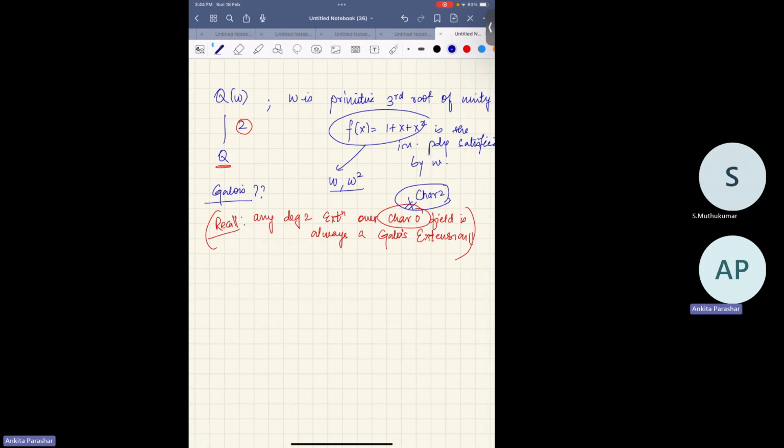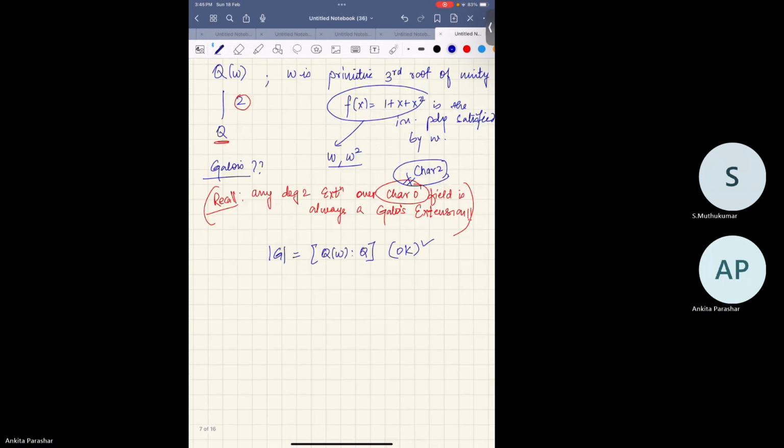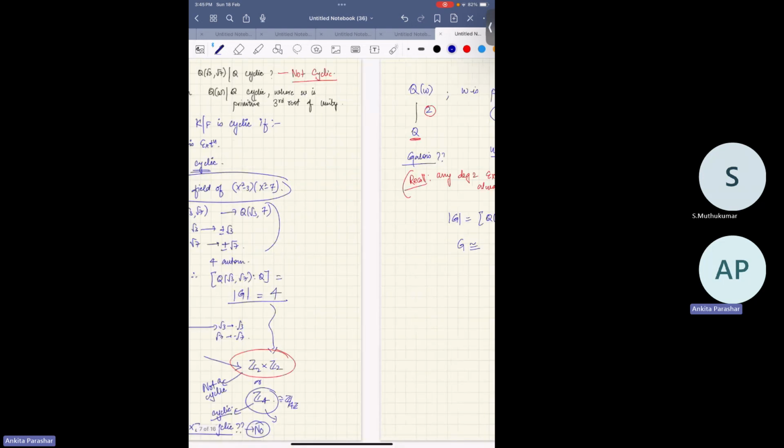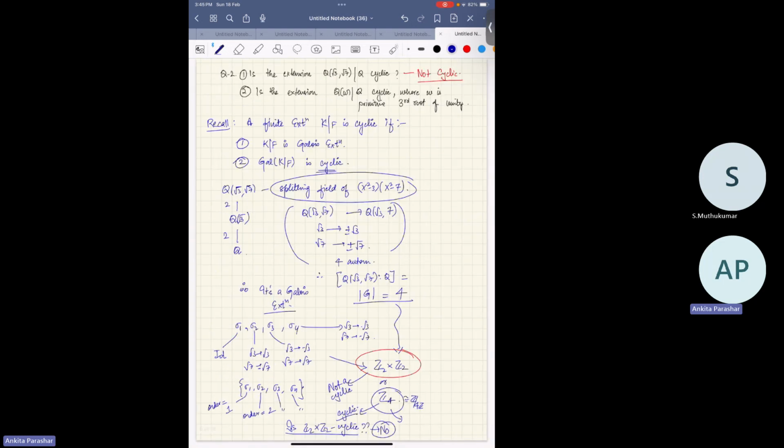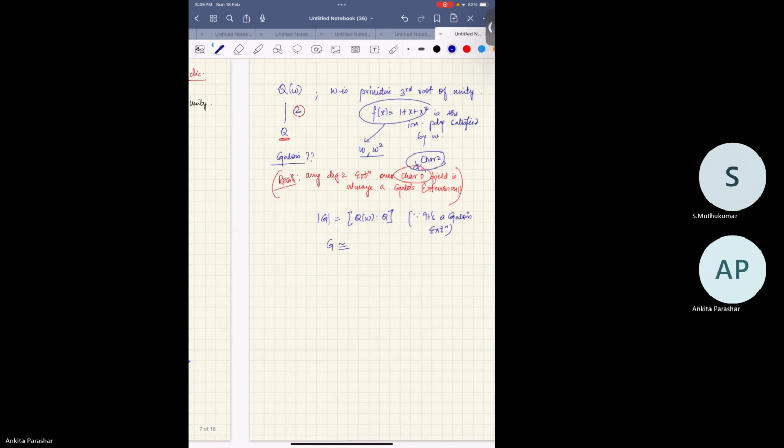Now, knowing that it is Galois, we need to check whether it is cyclic. So what do you say? This is okay, right? If this is true, then what is the group? In the previous problem, we got not cyclic, right? Yes, previously we did not get cyclic, because the Galois group was not cyclic. What do you say here?